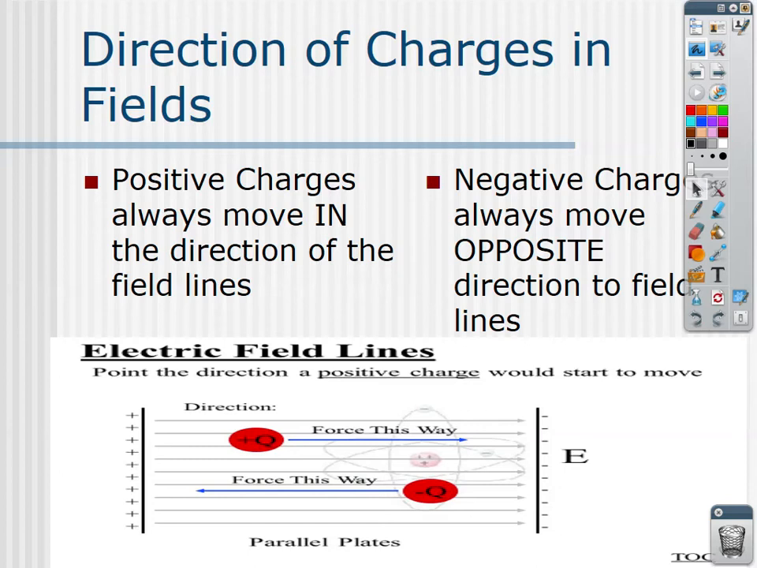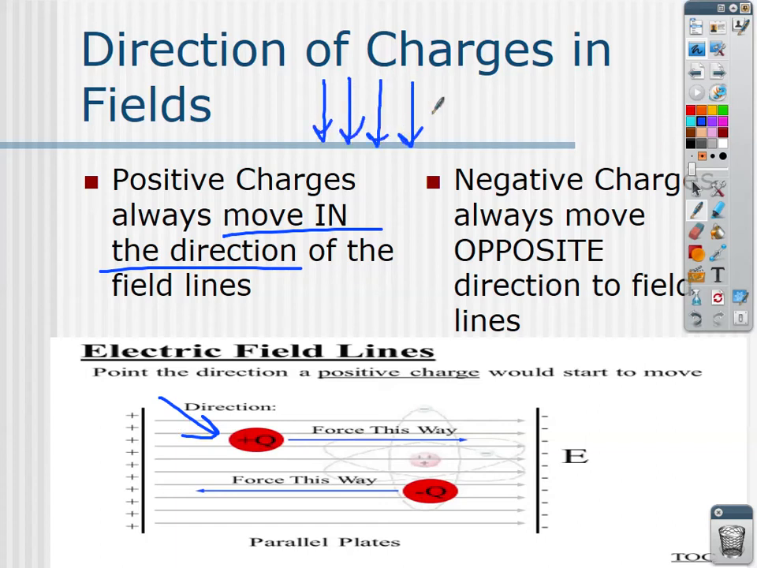Which way do these charges then move? The positive charge is pointing in the direction of the field, so a positive charge will always move in the direction of the field, as you can see in the notes and with this one down here. They always move with those field lines. So if you get field lines pointing downwards, and you have a positive charge, which way will this positive charge go? It's going to go down.